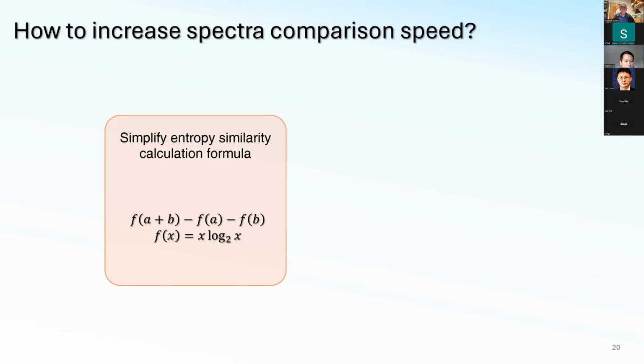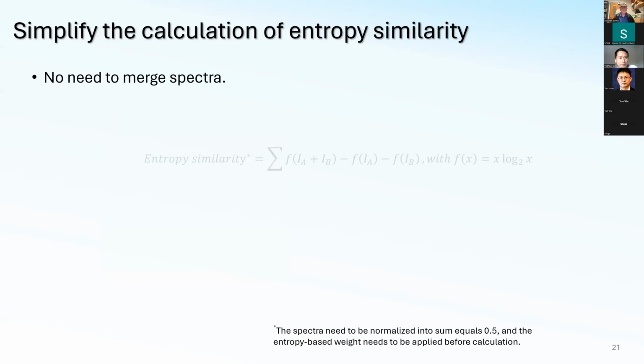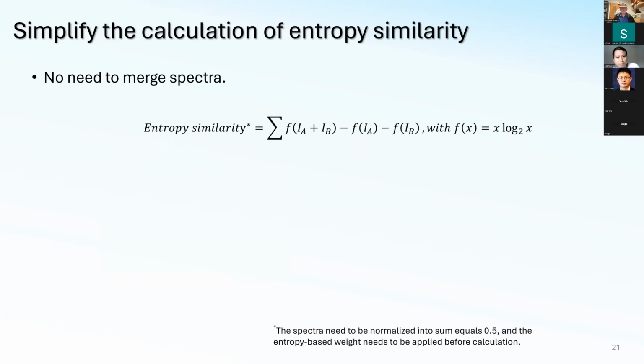The first step we do is we simplify the entropy similarity calculation formula. As I showed you before, entropy similarity is very good. It's better than the dot product similarity. So we want to use the entropy similarity for spectrum comparison. However, if you want to calculate entropy similarity, you need to merge the 2 spectra first, and this takes a lot of time. Therefore, we did some mathematical derivation on the entropy similarity formula, and then we developed a new formula to calculate entropy similarity. We found the entropy similarity can be calculated with this formula.